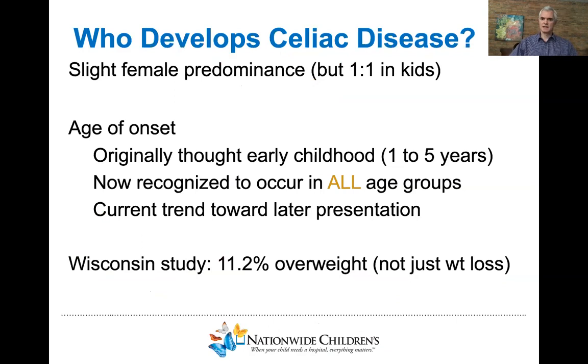Who develops celiac disease? There is a slight female predominance, but in kids it's about 1 to 1. The age of onset was initially thought to be early childhood, but now we recognize that celiac disease occurs in all age groups, and there's a current trend towards presenting later and later. We also used to think it was mostly in underweight kids, but several studies, including this one out of Wisconsin, show that in as many as 10%, they may in fact be overweight.